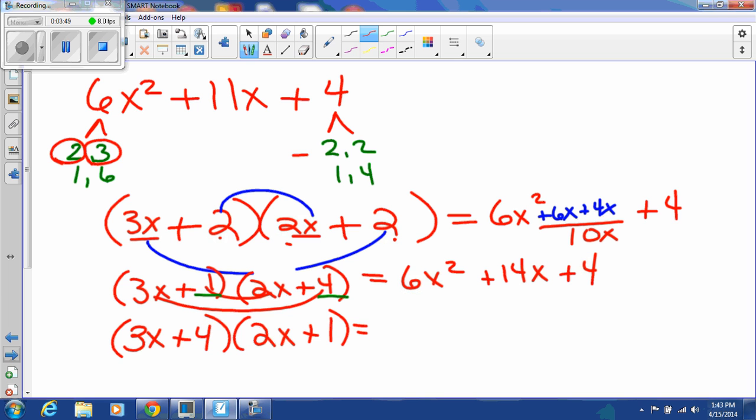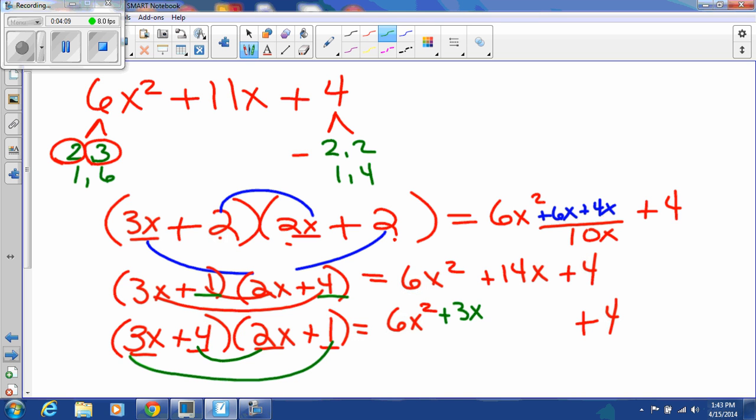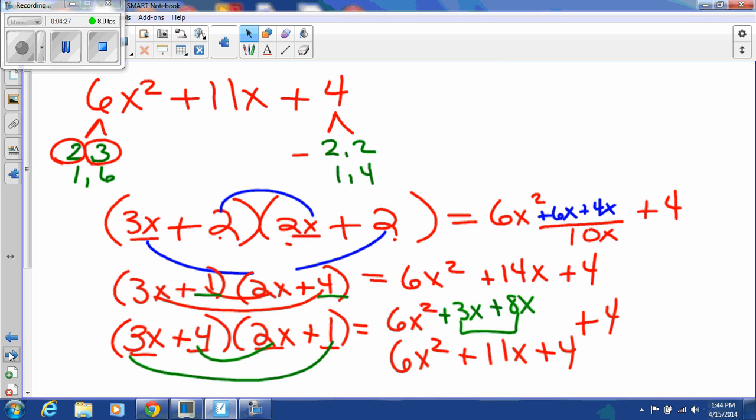Now, once again, I know my leading term is 6x squared because 3x times 2x is 6x squared. I know my last term is 4 because 1 times 4 is 4. Let me check my outside and my inside. For the outside, I get 3x times 1, which is 3x. For the inside, I get 4 times 2x, which is 8x. When I add my like terms together, I get what I'm looking for, 11x. So I correctly factored this trinomial, 6x squared plus 11x plus 4, into the two binomials 3x plus 4 and 2x plus 1.